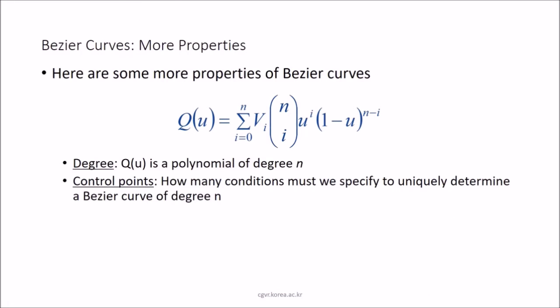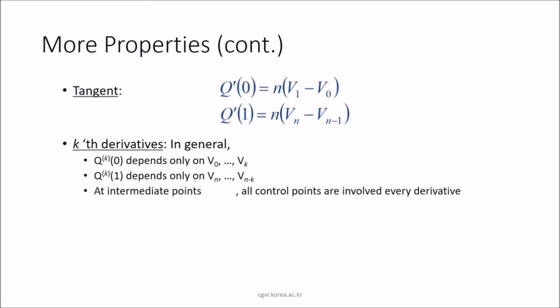So there are more properties of Bezier curves like this. That is the degree. Q(u) is a polynomial of degree n. And what about control points? How many conditions must we specify to uniquely determine the Bezier curve of degree n? This is also important. Tangent is also there in the properties, because every curve will have a tangent also. So Q'(0) will be given by n (V1 minus V0). Q'(1) will be given by n (Vn minus V_{n-1}). The kth derivative will be like this. Q^k(0) depends only on V0 to Vk. Q^k(1) will depend only on Vn to V_{n-k}. In any intermediate points, all control points are involved in every derivative.